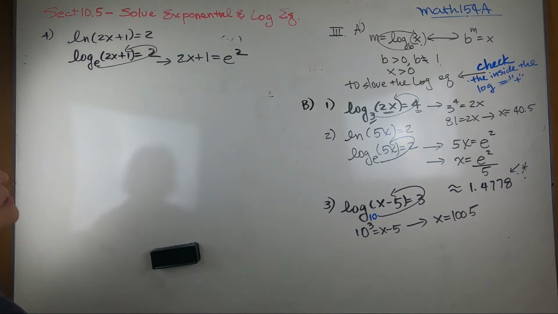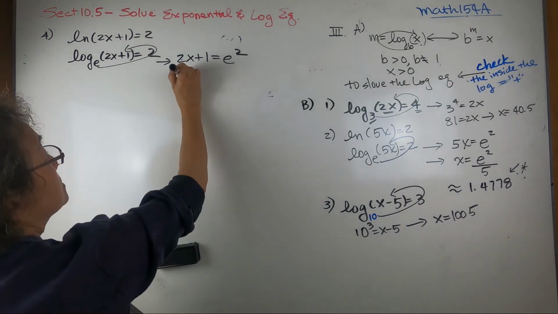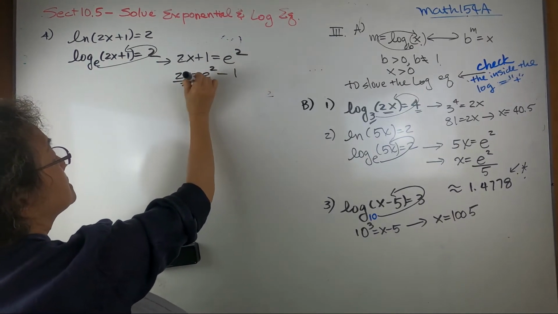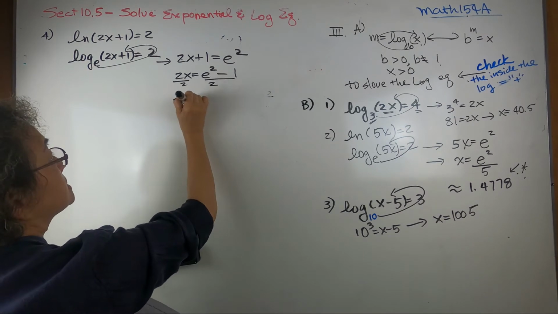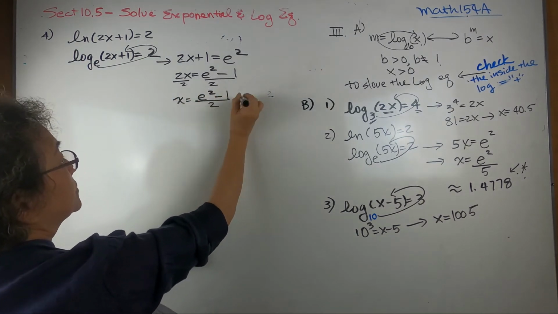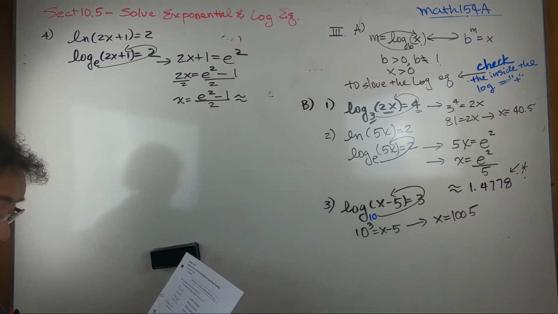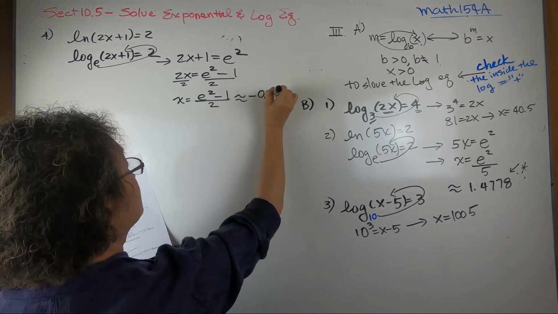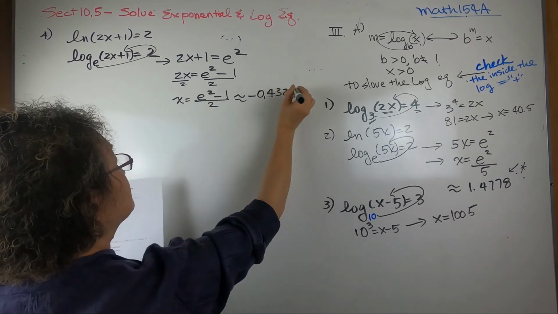right? So if you do that, then 2x equals what? e squared minus 1, then divided by 2. x is e squared minus 1 over 2. Or you punch it into the calculator, you will get a negative 0.4323, something like this.